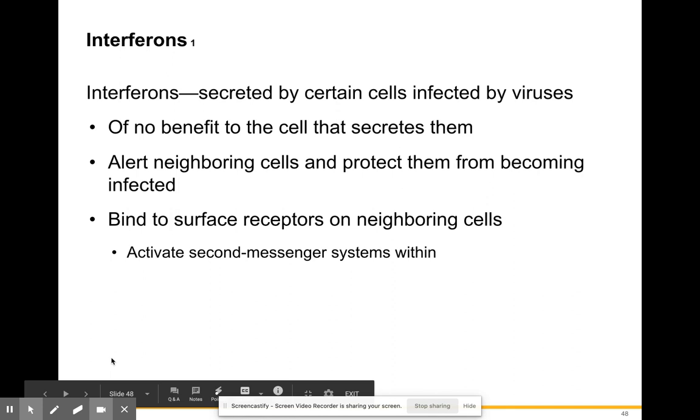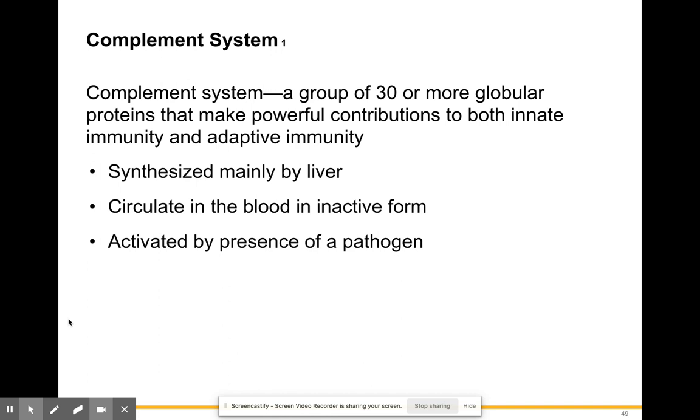A complement system, this is something that's a lot more involved. And I don't want to go too much into it, but if you go and you take a look at cell communication and how cells talk to one another. Okay, complement systems are groups of proteins, 30 or more globular proteins that make powerful contributions to both the innate and adaptive immune system. Your liver produces these proteins. They circulate in the blood. And when a pathogen is present, these proteins become activated.